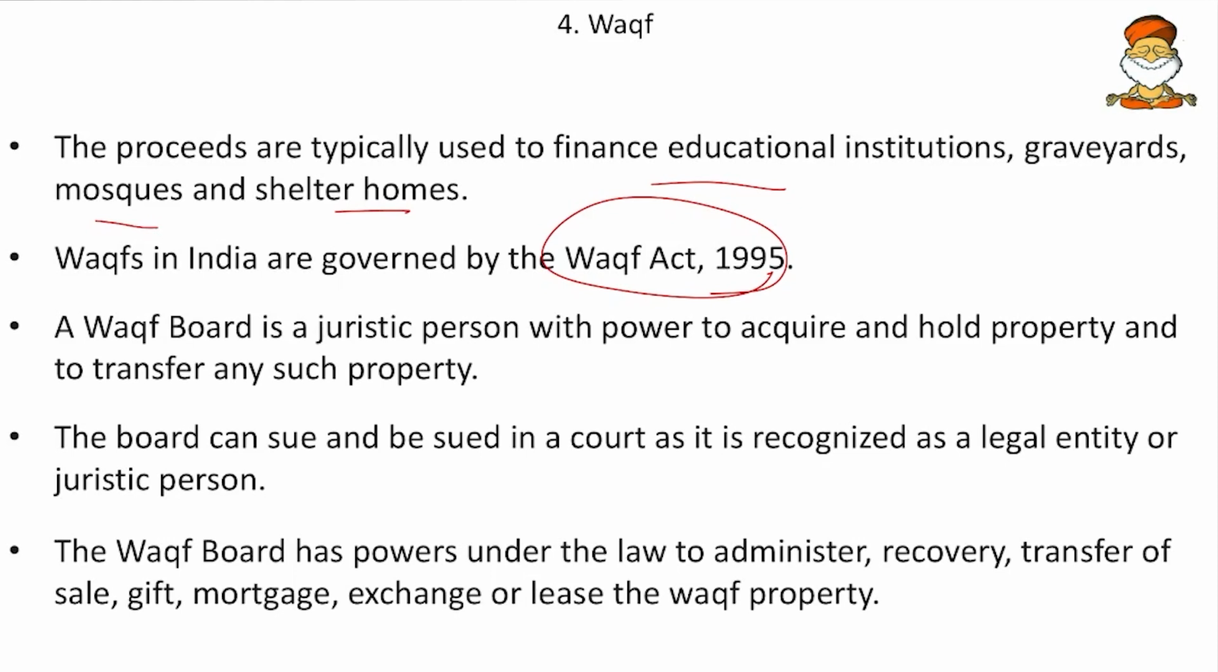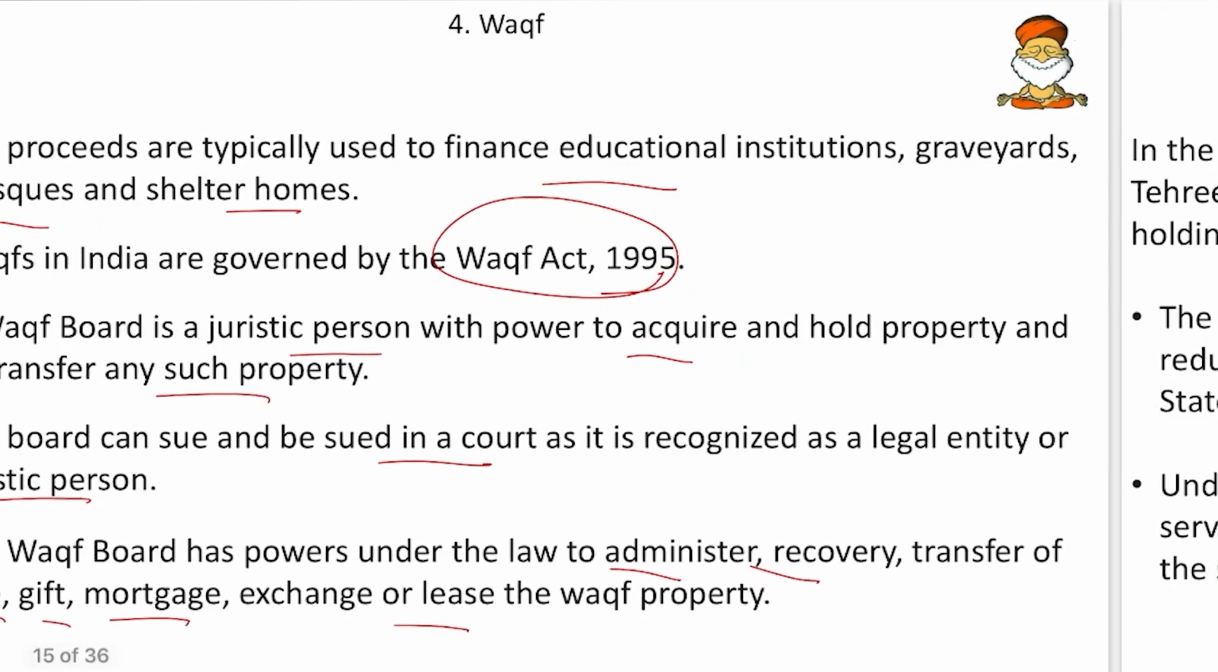Then the Waqf board is a juristic person with the power to acquire and hold property and to transfer such properties. So acquisition, holding, utilization and transfer of these Waqf properties is done by the Waqf board. Then the Waqf can sue and be sued in a court as it is recognized as a legal entity or a juristic person. Then the Waqf board has powers under the law to administer, recover, transfer or sell or give as a gift, and mortgage or lease any Waqf properties. So the Waqf board is the sole authority on the Waqf properties, and it is a statutory body.